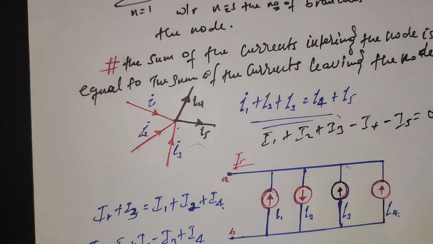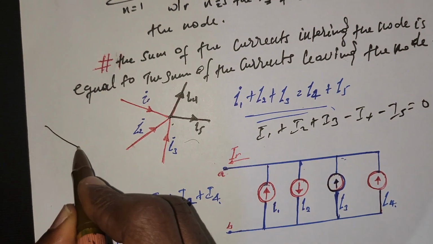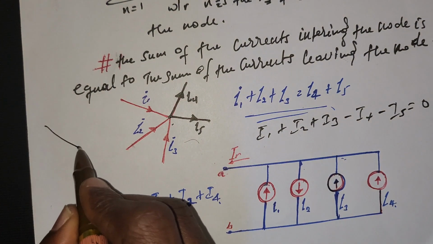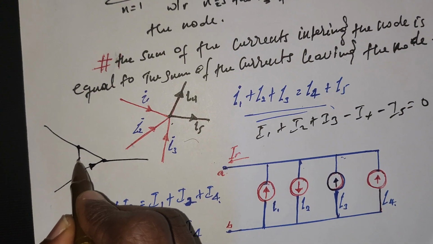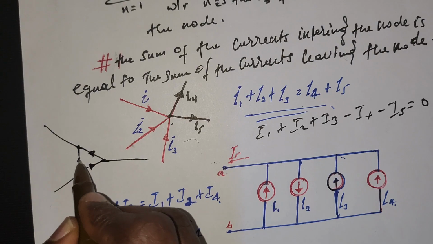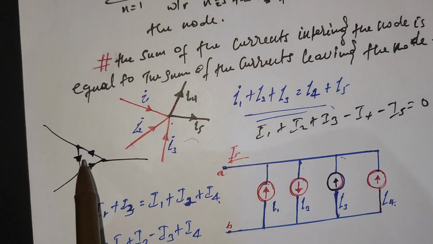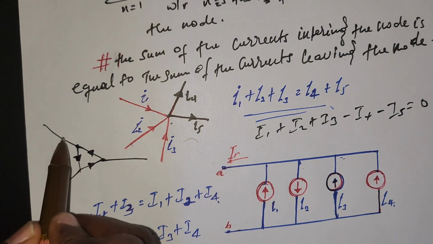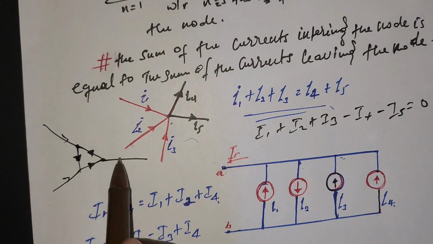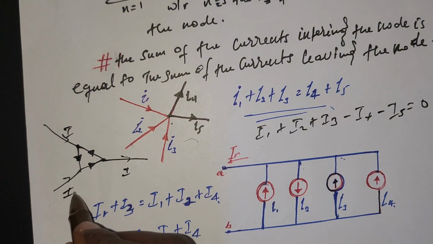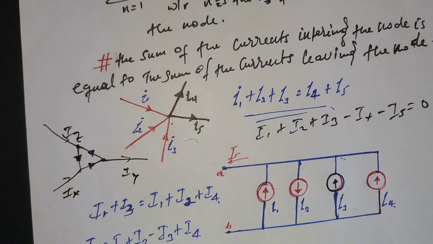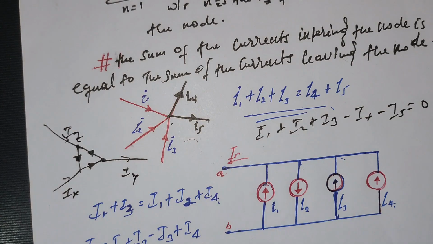This law also works for a closed loop, like this one. This closed loop can be considered as a node. So for the currents entering this node, the currents on these three parts x, y, z, their summation is 0.